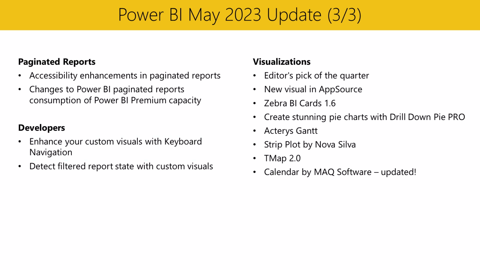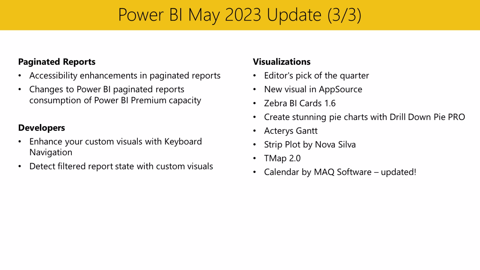Next, in Developers, you can now detect filtered report state with custom visuals. It's important for custom visuals to be able to detect whether a report has been filtered. Up to now, custom visuals were unable to determine the state. With the latest API release, custom visuals can now detect any filters applied to the report.